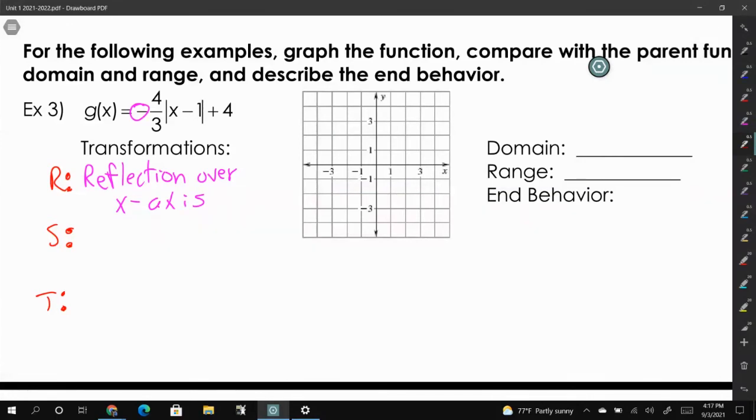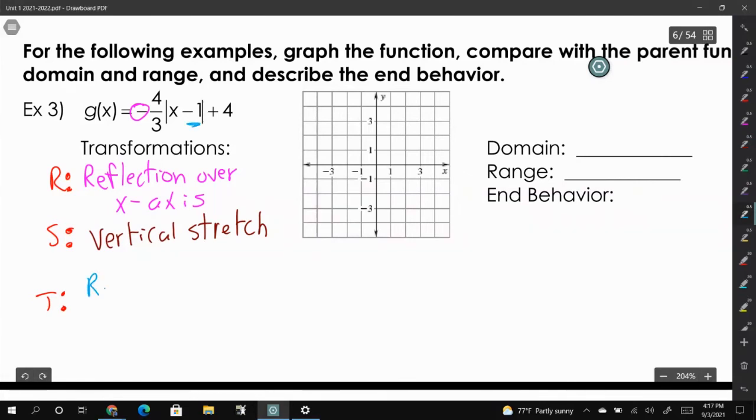4/3 is in front. 4 over 3 is bigger than 1, so we have a vertical stretch. And then that -1 on the inside means we're going to go right 1. And this +4 means we're going to go up 4. So I'm going to plot that vertex.